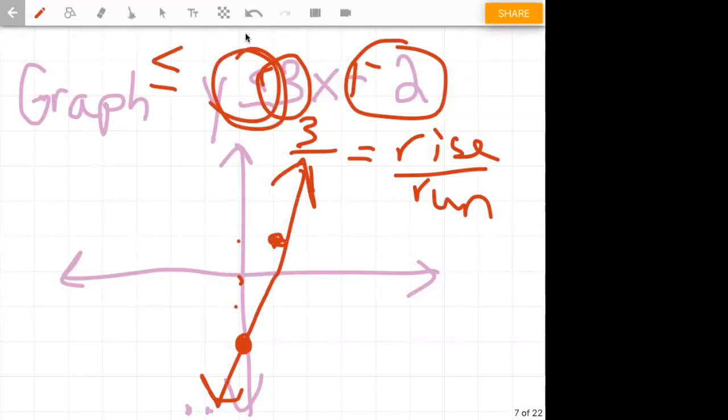And then you're going to shade. Well, now since it's less than.